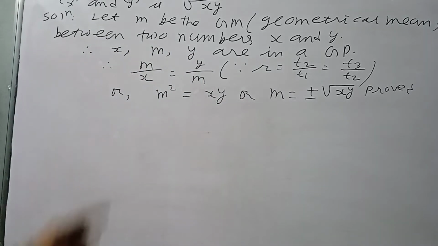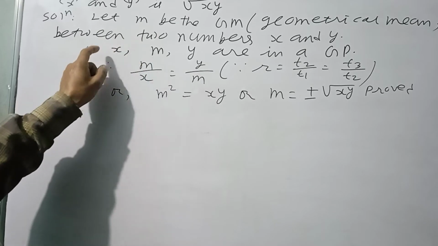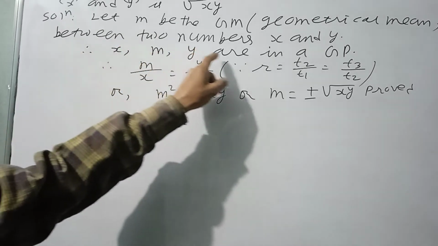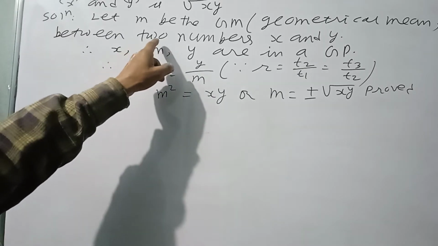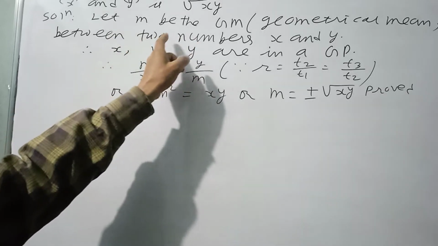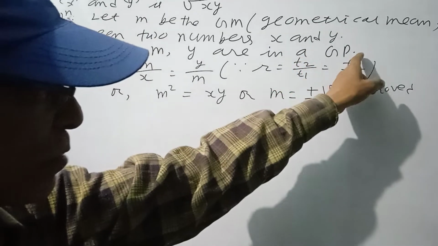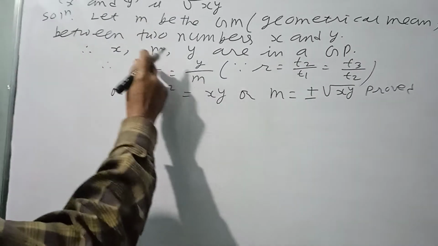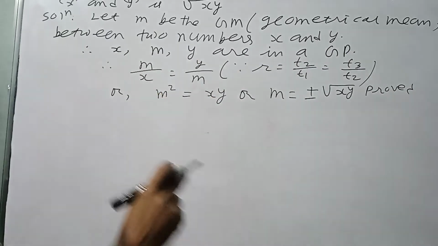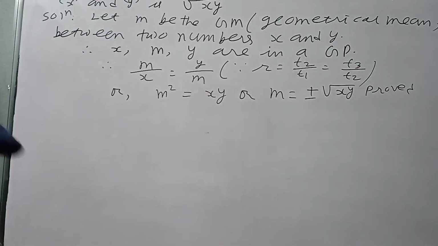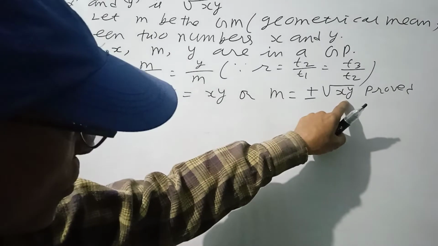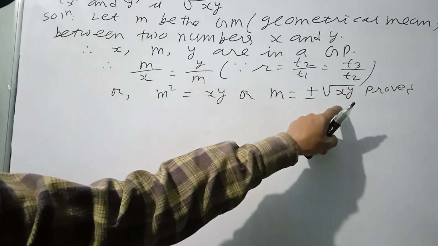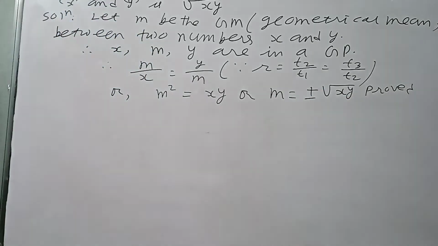Hence, how to find the geometrical mean between any two numbers x, y? M is the geometrical mean and should be written in the middle. x, m and y are in the GP, so the common ratio is m upon x equals y upon m, that is T2 by T1 equals T3 by T2. Cross multiply: m square equals xy. Take the square root: m equals plus minus under root xy. So the arithmetic mean between x and y is x plus y upon 2, and the geometrical mean GM is plus minus under root xy.